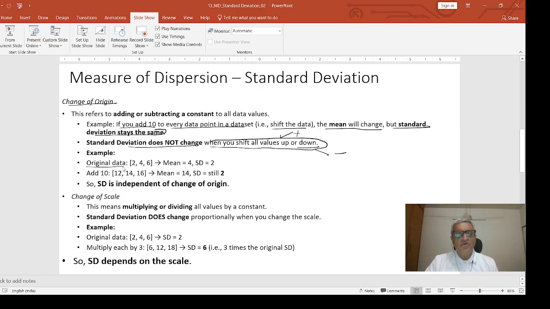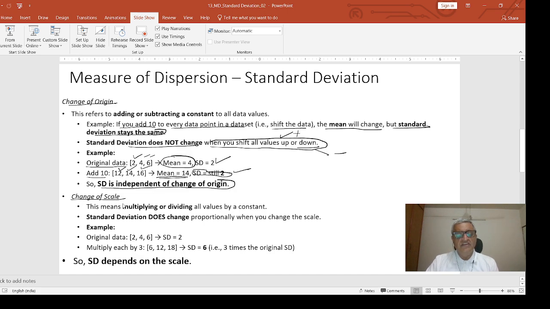And here is a quick example. Original data is 2, 4, 6. Obviously, my mean is 4. It is 2 plus 4, 6, plus 6, 12, divided by 3. This is 4, and my standard deviation is 2. Now if I add 10 to each of these values, my new data set will be 12, 14, 16. Now look, the mean will change. Now the new mean is 14, whereas my SD still remains 2. So my SD has not changed. And that is the reason why we are saying SD is independent of change of origin. And the values can go either up or down.